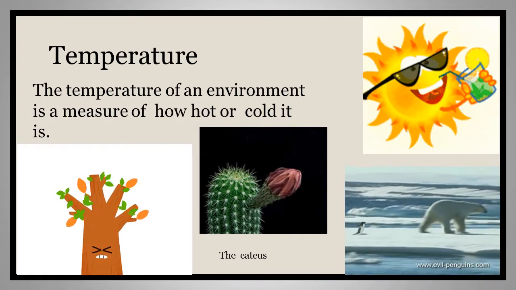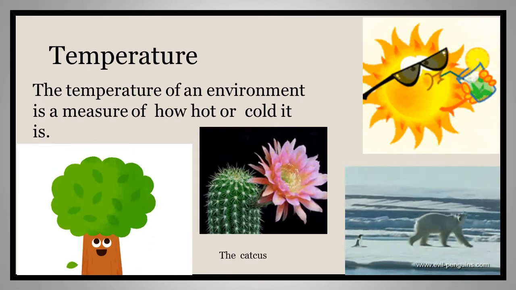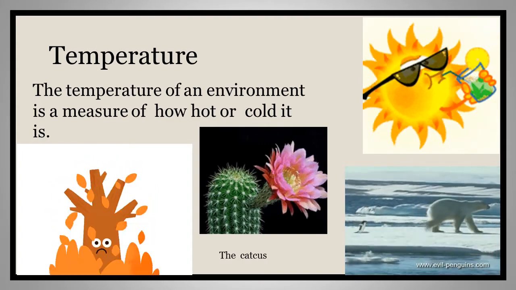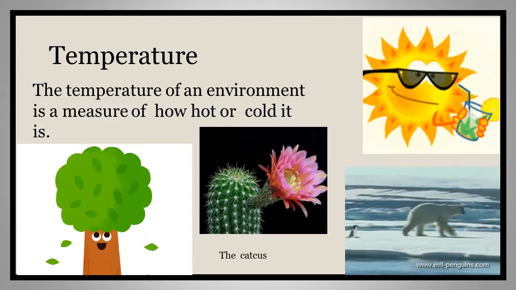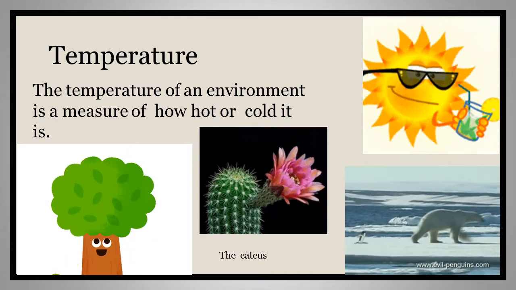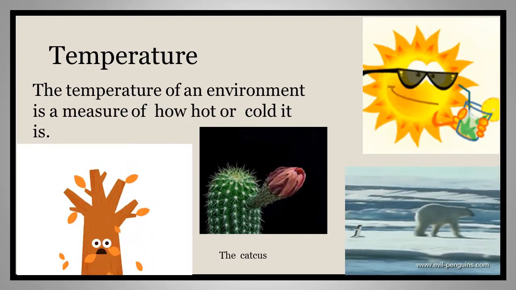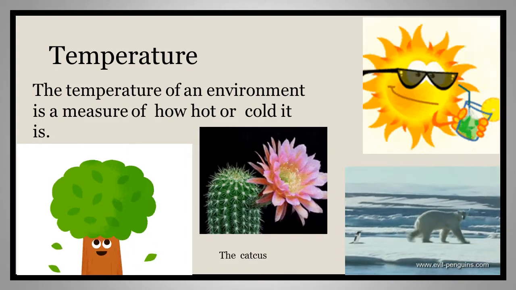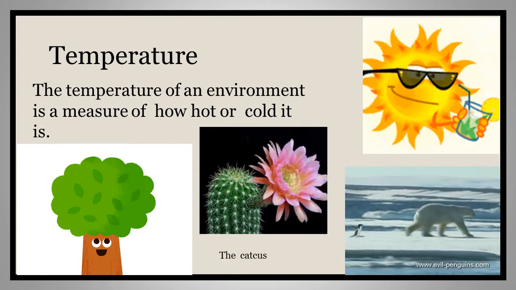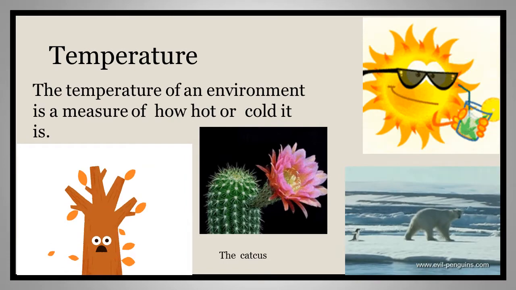Children, what is temperature? The temperature of an environment is a measure of how hot or cold it is. So what happens if it is cold or hot? If the temperature is too high, plants and animals may lose too much water. If the temperature is too low, what happens? They may die from cold or lack of water because the water may freeze. However, some organisms can live in very hot or very cold environments.